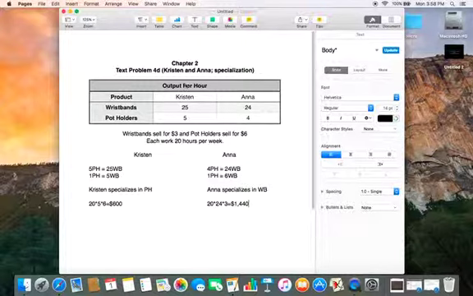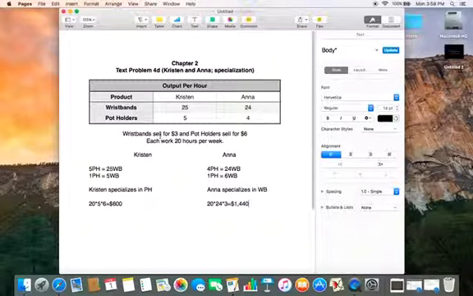So you can see here that I've just transferred the information over, and that table was output per hour. The two products were wristbands and potholders. If Kristen spent an hour working on wristbands, she could produce 25 wristbands. Or she could spend an hour producing potholders, and in that hour she could produce 5. If we take a look at Anna's output for wristbands in an hour is 24, and her output for potholders is equal to 4. So she could produce 24 wristbands in an hour, or she could produce 4 potholders.